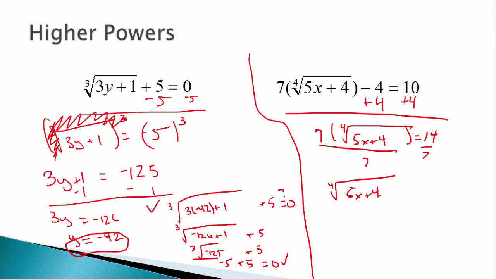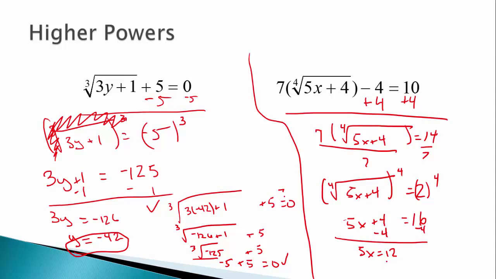You get the fourth root of 5x plus 4 equals 2. We raise that to the fourth power on both sides. 2 to the fourth power gets me 16. So 5x plus 4 equals 16. We'll subtract 4. 5x equals 12. x is going to equal 12 over 5. Embrace the potential for fractions.